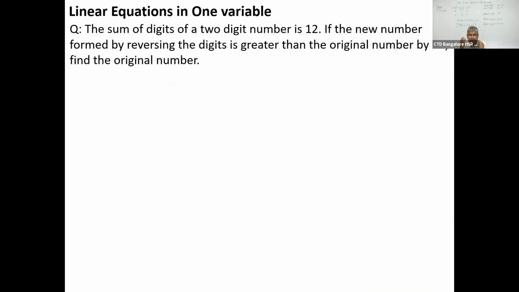Digits can have values from 0, 1, 2, 3, 4, 5, 6, 7, 8, 9. So these are the only possible values. If one digit is 9, the other one has to be 3. If one is 8, it has to be 4. If 7, then 5. Basically, their sum should always be 12.